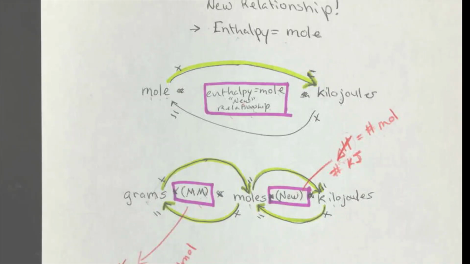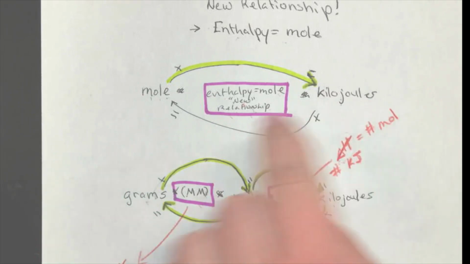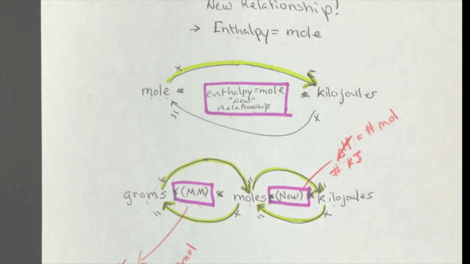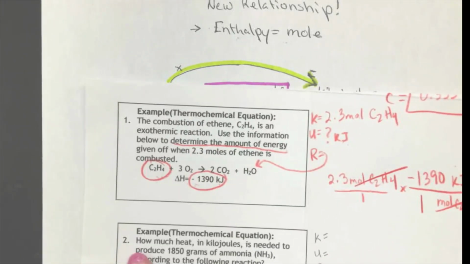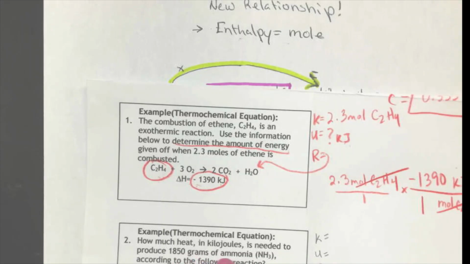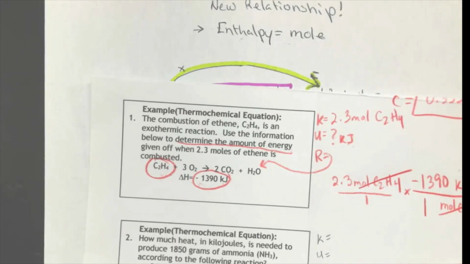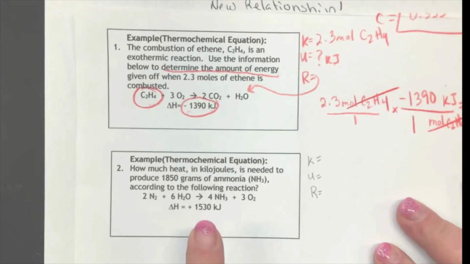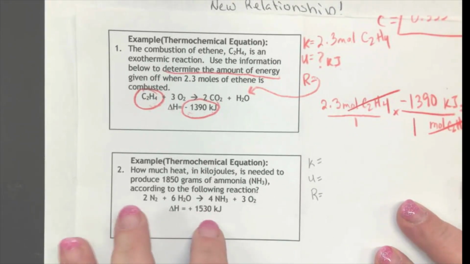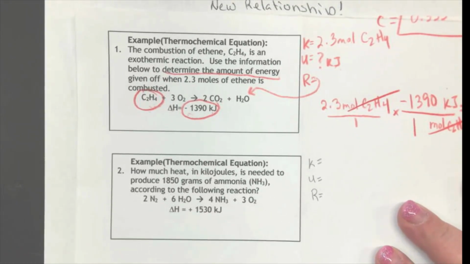Alright guys, continuing with thermochemical equations. We previously have done a mole to kilojoule calculation. We're now going to look at a second calculation. The second example says how much heat in kilojoules is needed to produce 1,850 grams of ammonia, NH3, according to the following reaction. Note this balanced equation and the delta H at the end. It's not in the equation this time. It's at the end or underneath in this case.